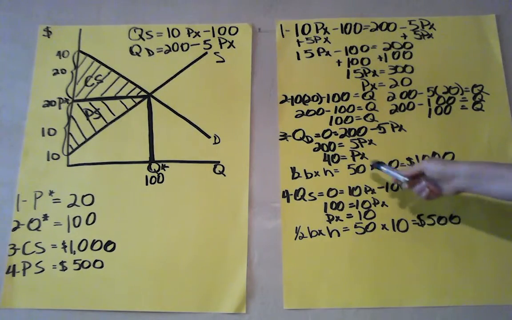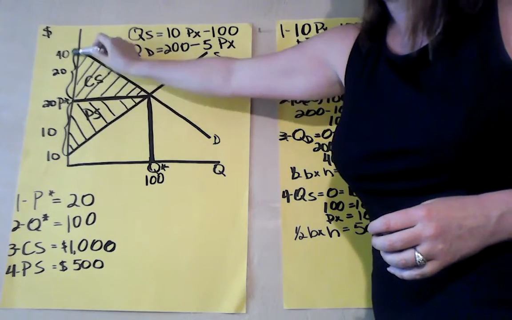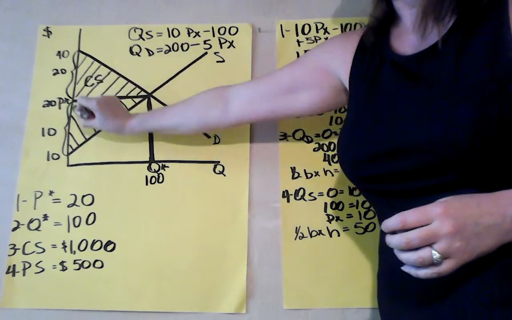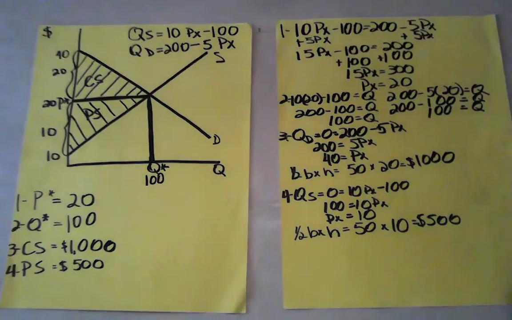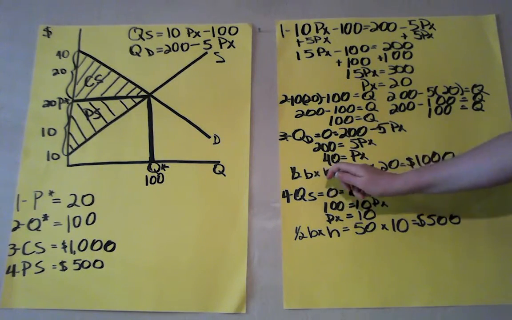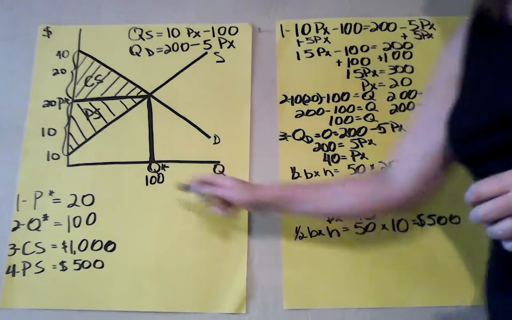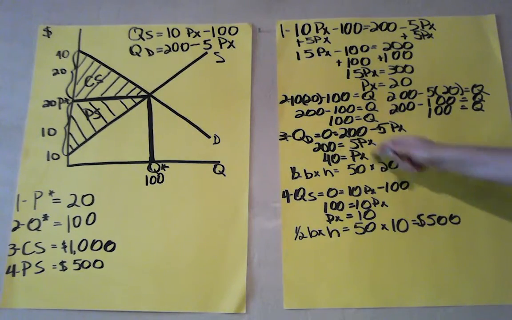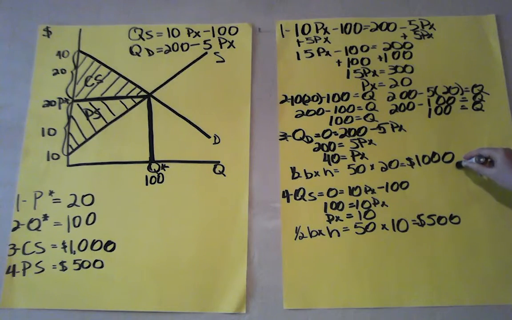Now we need to know what is the difference between these two, which is the 20. So that gives us this portion of the triangle we're trying to solve, using the simple solution for how to find the area of a triangle. We use half of the base times height. So 50, which is half of the 100 base, times the height, which is the 20 over here that we calculated. And that equals $1,000, which is our consumer surplus.